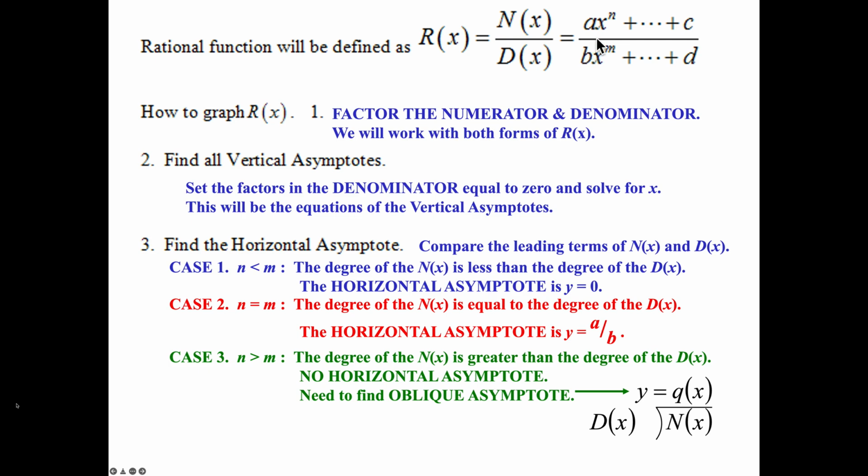And case number 3, if this is a 3 and this is a 2, infinity to the third power over infinity squared, this is much bigger than this value, so we're heading off to infinity.